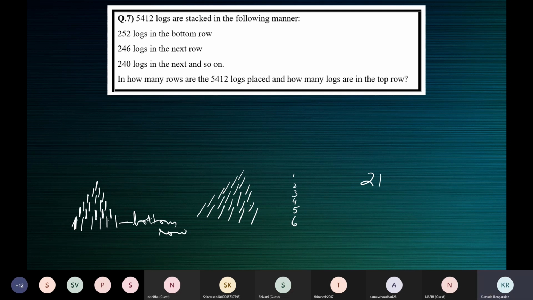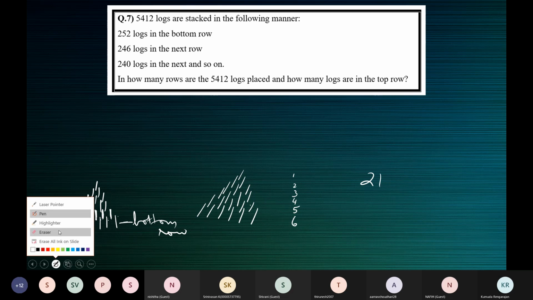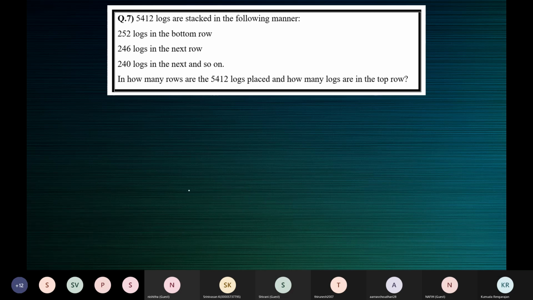We stack the logs in this manner. We place 6 logs in the bottom row, and the row above that 5 logs, and the row over that 4 logs, 3 logs, 2 logs. We go on like that till we finish stacking. Actually we did not know we'd get 6 rows. We just knew we have 21 logs.